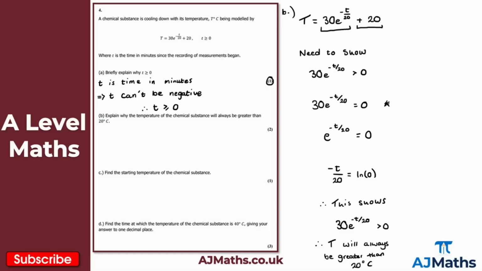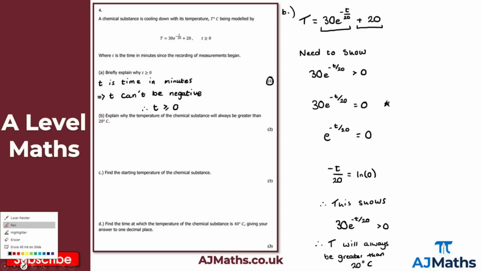So, like you can see, just breaking it down part by part there. Now, it is also worth mentioning that that isn't the only way to show the solution. You could also use a graphical approach: sketch the model and show that we have an asymptote approaching 20. Obviously, it never touches 20, but it will always be above 20. I like to take this approach just for part B. Okay, so there we have it. That's the solution to B.